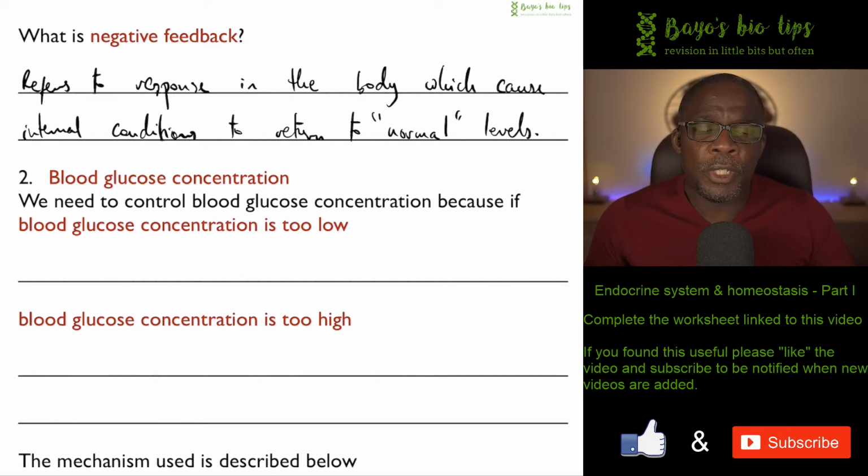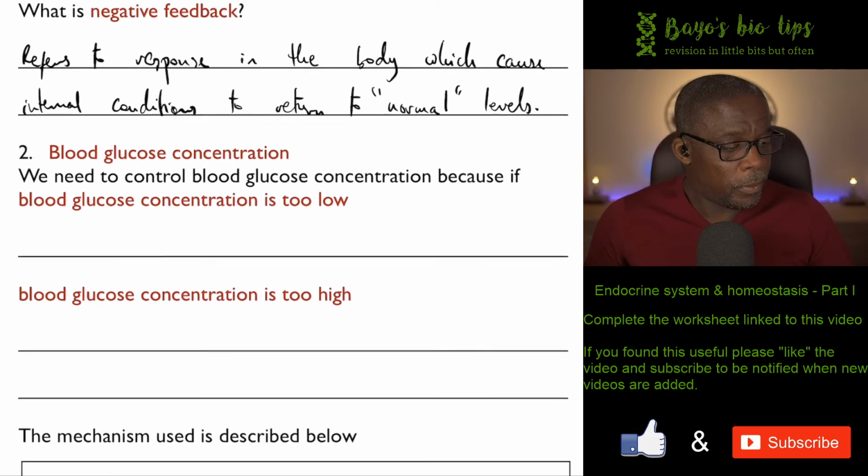So there are some examples, like during childbirth. During childbirth, certain hormones are released which cause contractions. And once the baby is born, those hormones stop being released and the contractions stop. Okay.